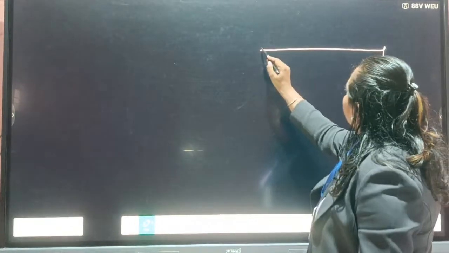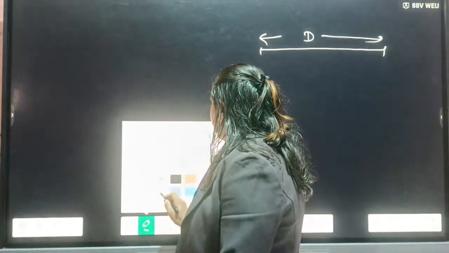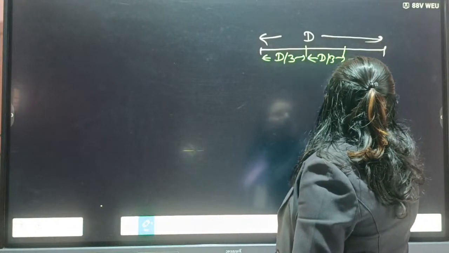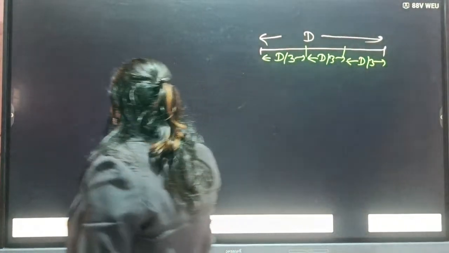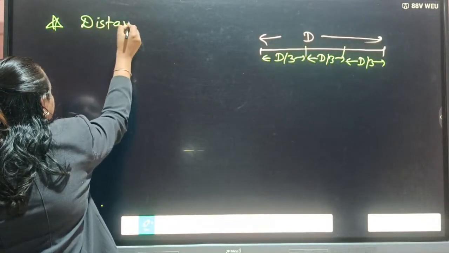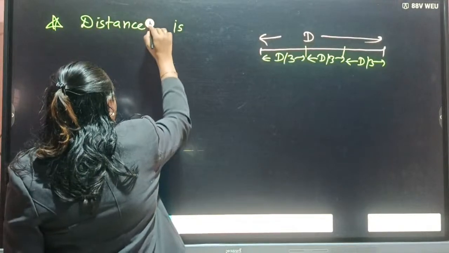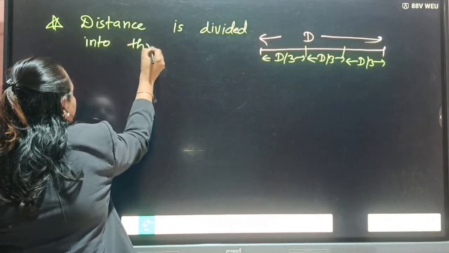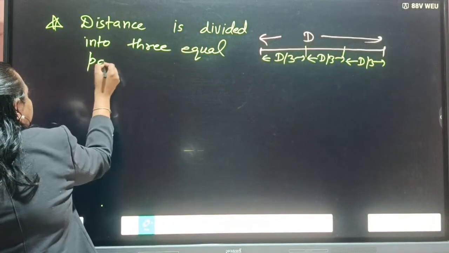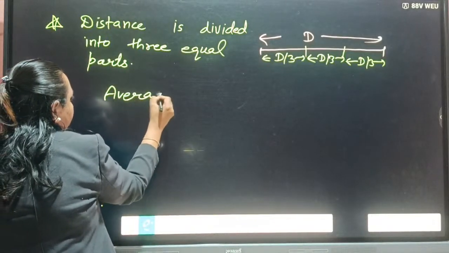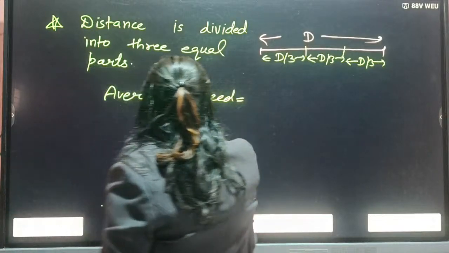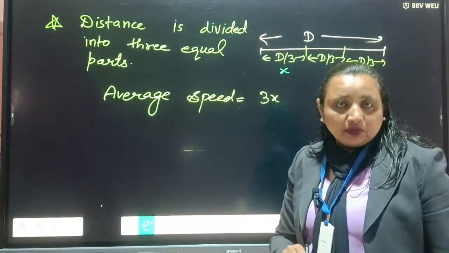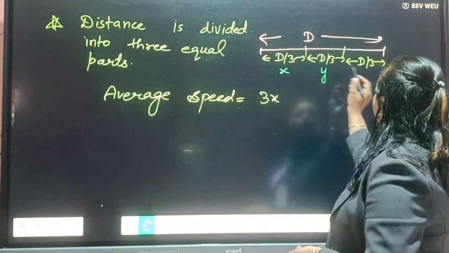What happens if the whole distance d is divided into three equal parts? 1, 2 and 3. So d upon 3, d upon 3 and d upon 3. In this case the distance is divided into three equal parts. Then the formula to find the average speed is: this distance is covered with x kilometer per hour or x meter per second, this with y and this with z.